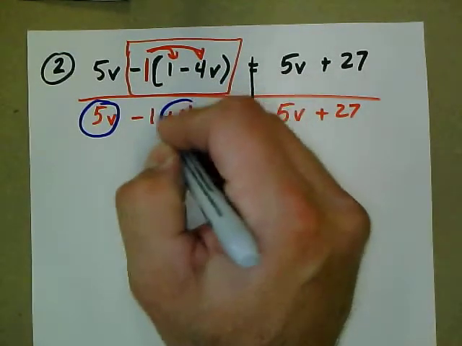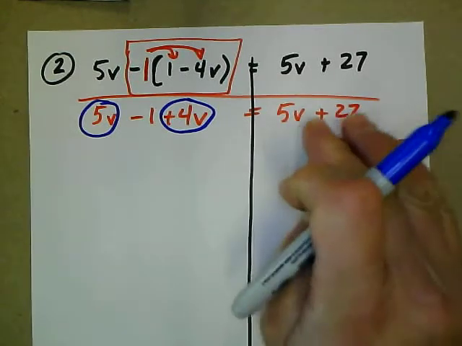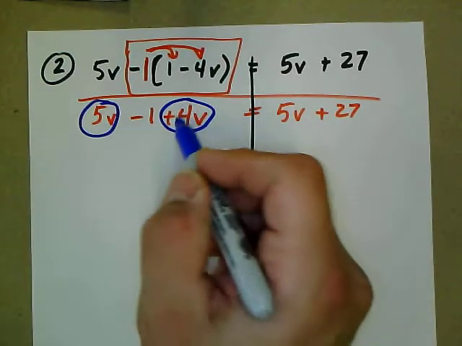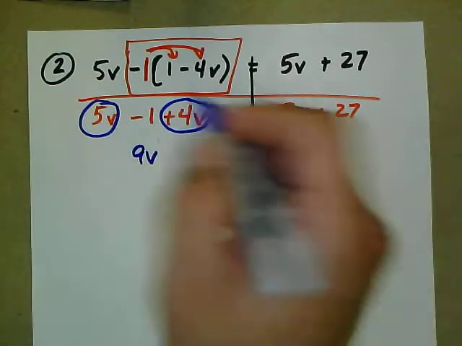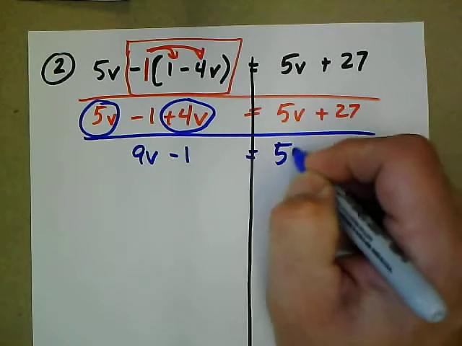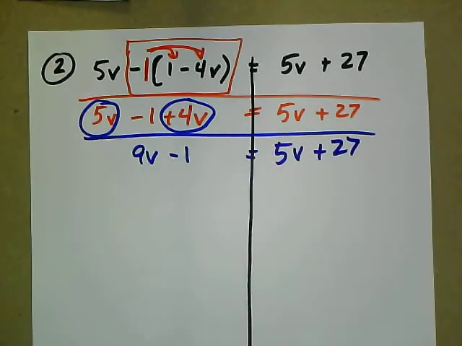Well, that one has a v and this one has a v, so they're like terms. There's nothing alike over here. One's a v, one's a non-v. So 5 plus 4 is 9v, and I can bring down that -1. The equals, the 5v, the plus 27.